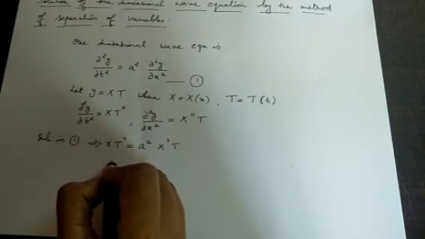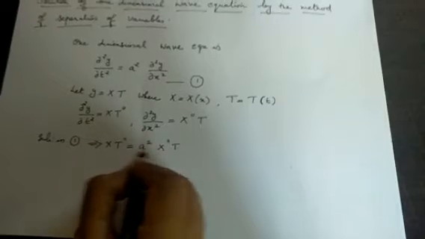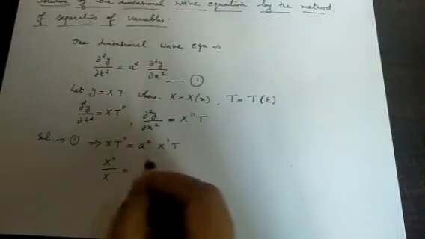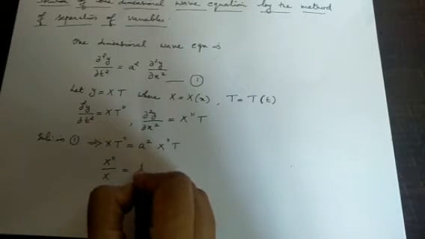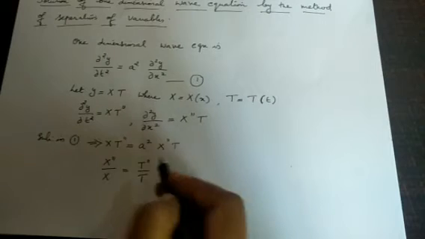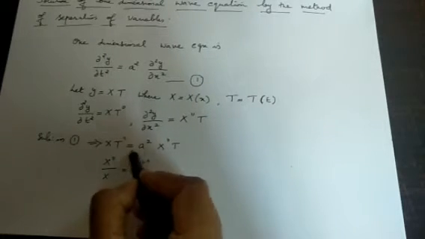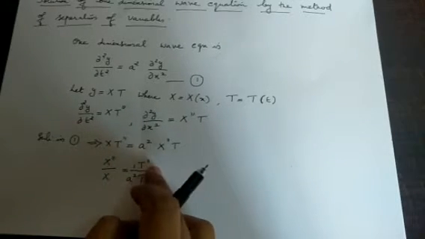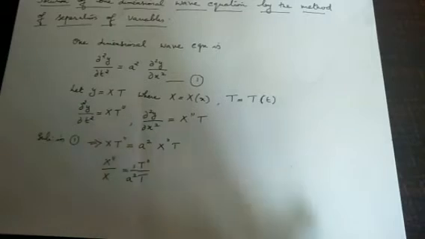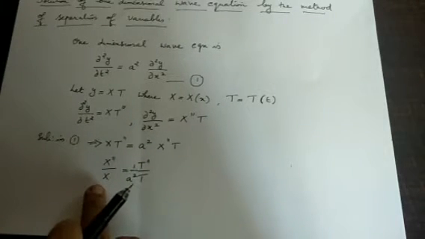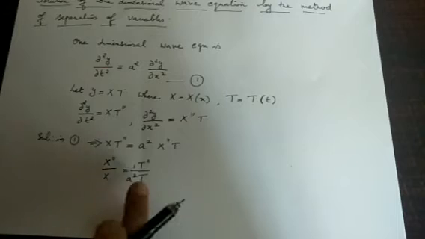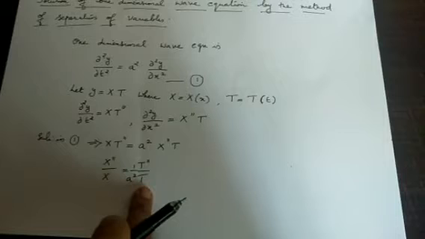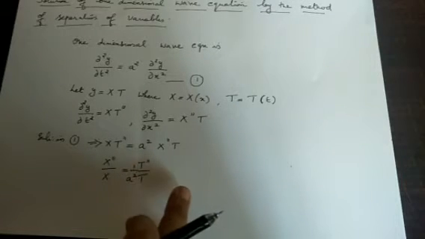So here we have X''/X = (1/a²) T''/T, where the a² is left over, so we take it to the right-hand side. Here the left-hand side is a function of x only and the right-hand side is a function of t only. We can equate these two sides when it is equal to some constant k.